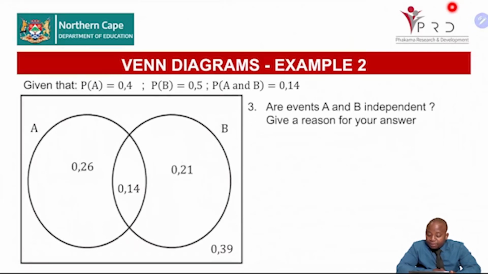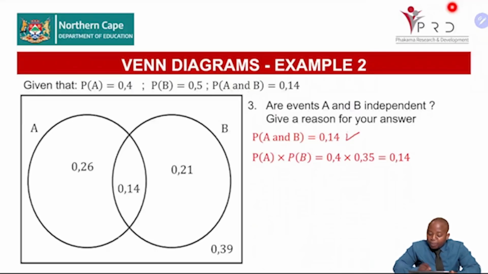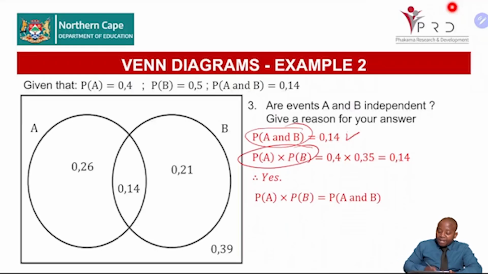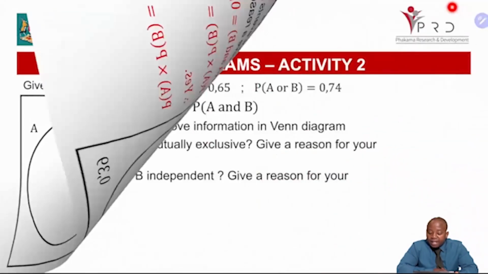Now, number 3 says, are events A and B independent? Give a reason for your answer. We can see that the probability of events A and B is 0.14, and we need to check the independence by finding the probability of A multiplied by the probability of B. They are independent if the two are equal. So let's continue. Yes, they are independent, because to prove that events are independent, the probability of A multiplied by the probability of B must be equal to the probability of A and B. So that's how we decide if the events are independent.